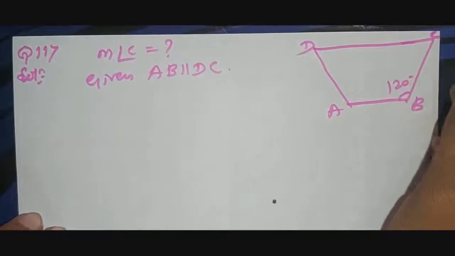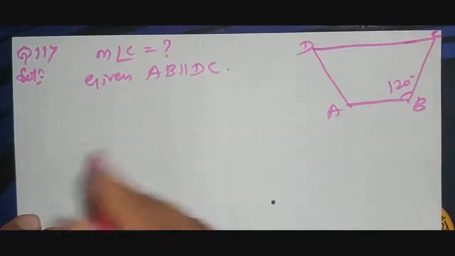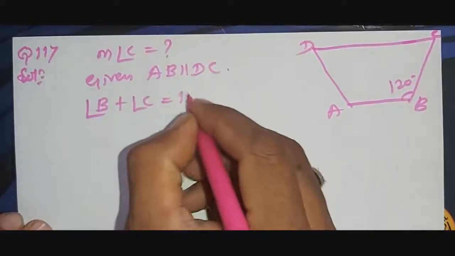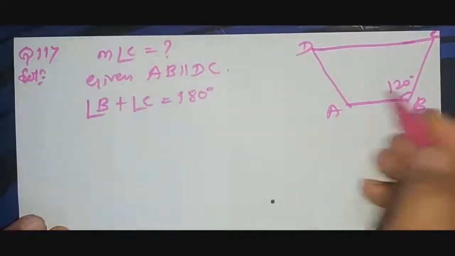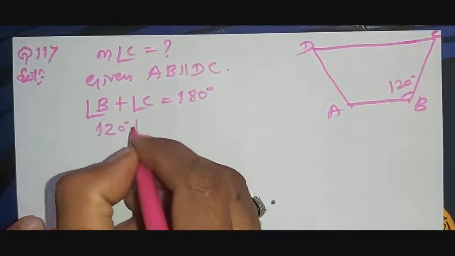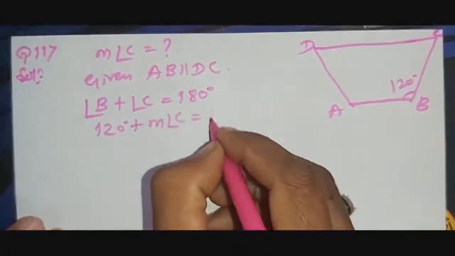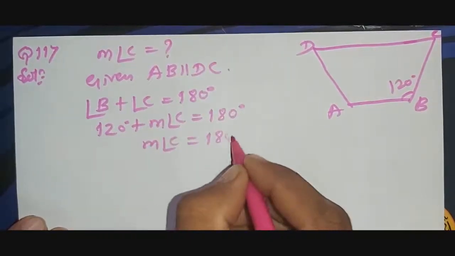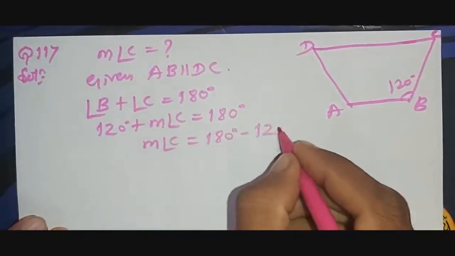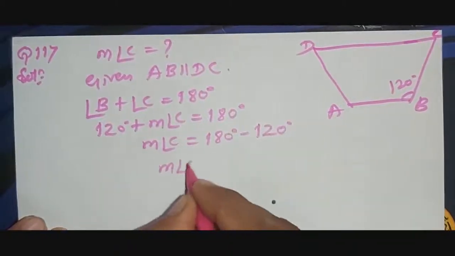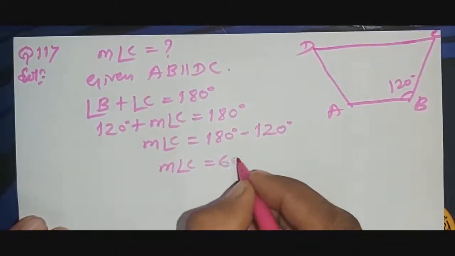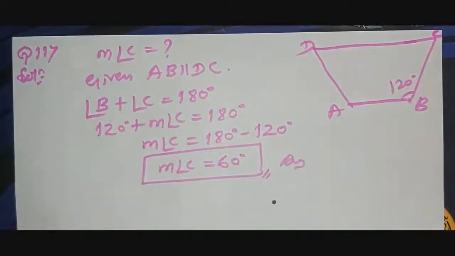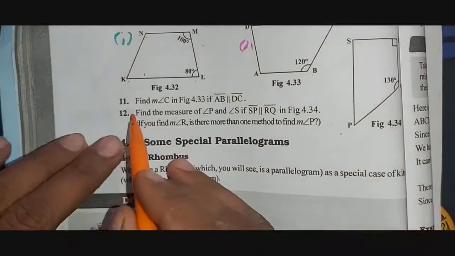See, adjacent angles are supplementary, right? See, B and C. Angle B plus angle C is equal to 180 degree. Therefore, angle B is 120 plus measuring angle C we need to find out is equal to 180. Measuring angle C is equal to 180 minus 120 degree. Therefore, measuring angle C is equal to 180 minus 120, which is equal to 60 degree, right? This is right answer.